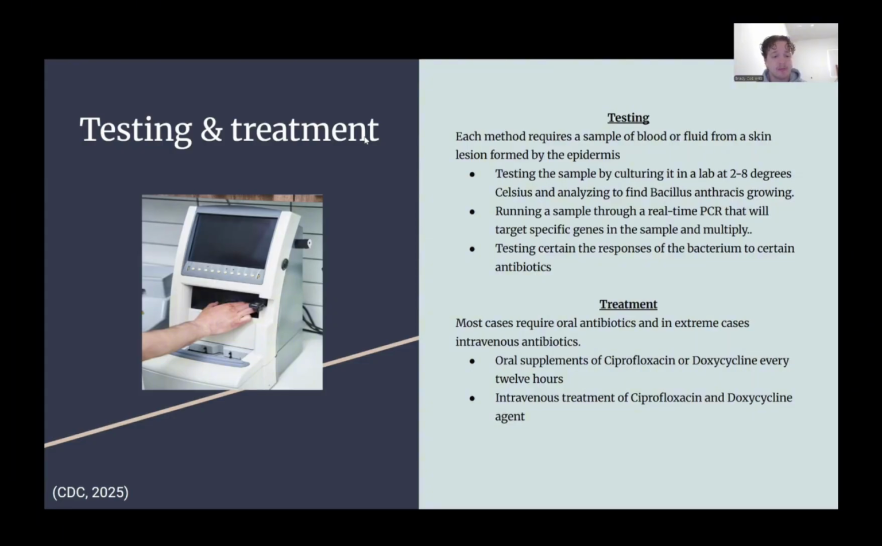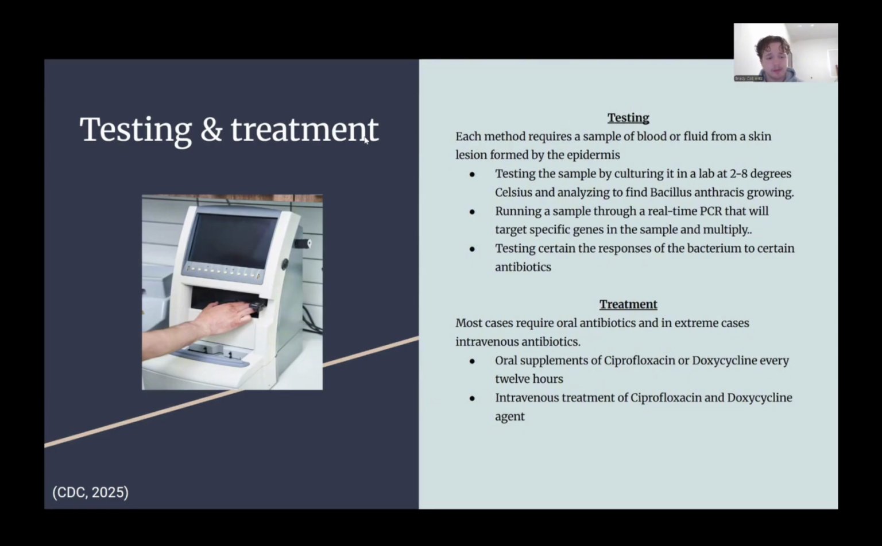The fastest method, though, is running the sample through a real-time PCR that targets the strands of Bacillus anthracis in the sample and replicates it to a point where it can be easily identifiable. The last method of testing is placing antibiotics such as ciprofloxacin and doxycycline onto an agar plate containing the anthrax and analyzing the zone of inhibition.